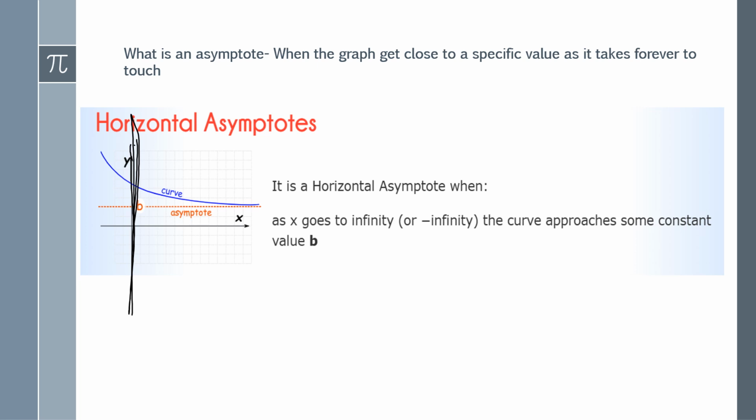So it's a horizontal asymptote when x goes to infinity or negative infinity and your curve approaches some constant value b. So exactly what I just said. Again, it looks something like this. This is the graph. This is the x value. At some point, it's going to touch, but it's going to take forever for it to touch. It's going to stay on top of it for a long time, and then at some point it will touch. But for the time being, that's not the case.